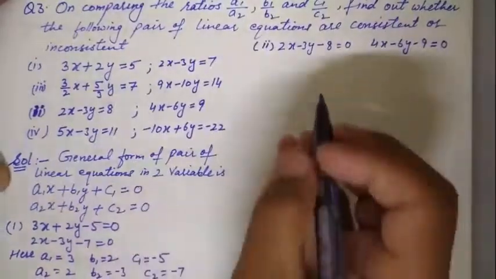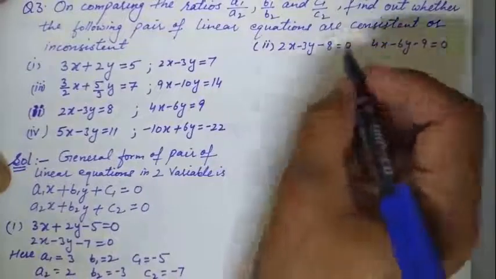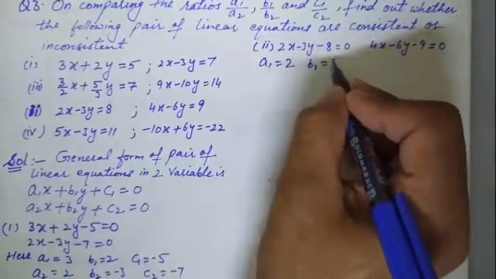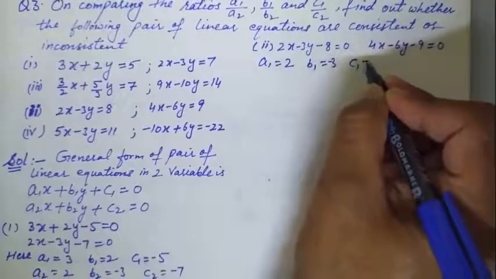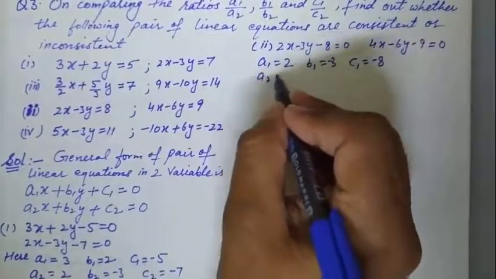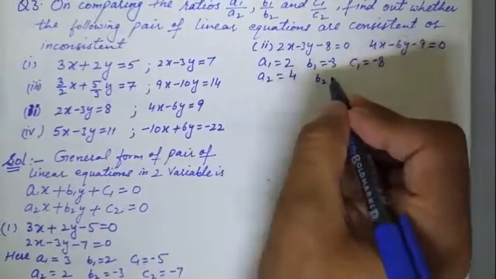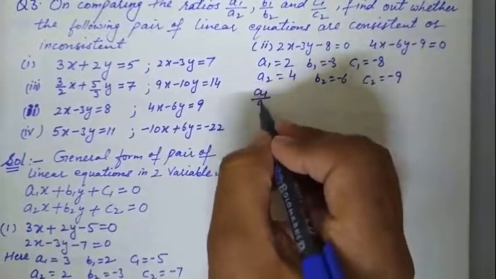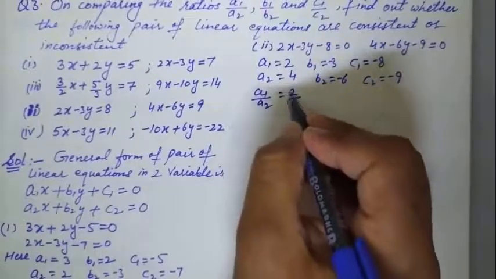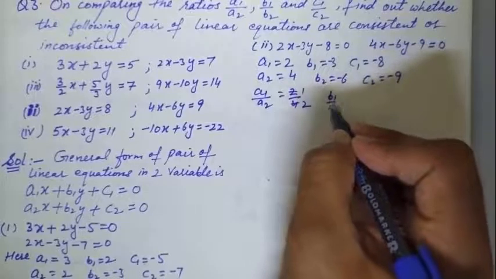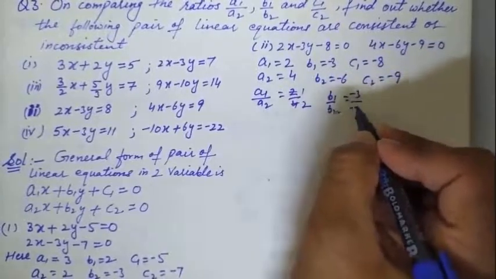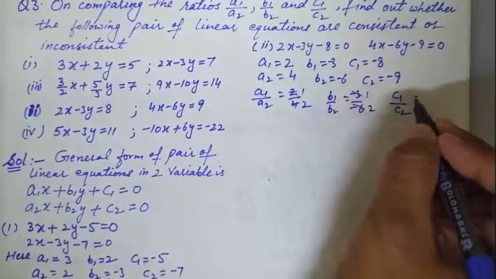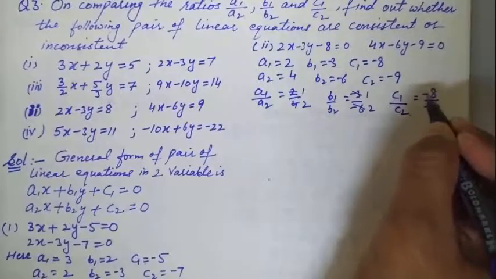Now the second part. If you compare this with the general form, here a1 will be 2, b1 will be minus 3 and c1 will be minus 8, and then a2 will be 4, b2 will be minus 6 and c2 will be minus 9. If you find a1 over a2, you get 2 over 4, that is 1 by 2. b1 over b2 will be minus 3 over minus 6, again 1 by 2. Then c1 over c2 is minus 8 over minus 9, the minuses cancel, so it is 8 over 9.